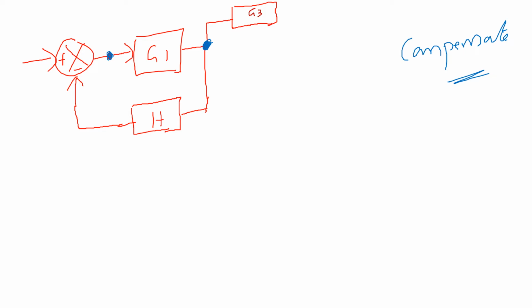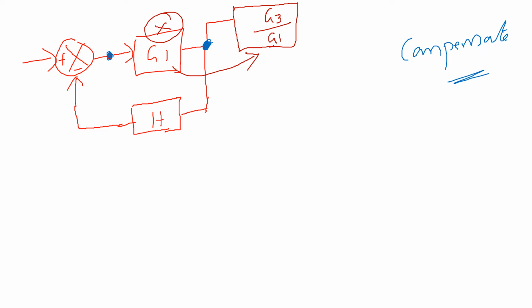G3 divided by G1. Let me write it one more time. G3 divided by G1. In the example I showed yesterday, if there is no G3 here, if it is 1 in our diagram, then it is 1 by G1, whatever the case. The gain there should be divided by this particular gain, this G1. I hope you see that actually.